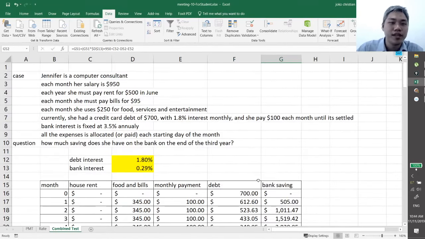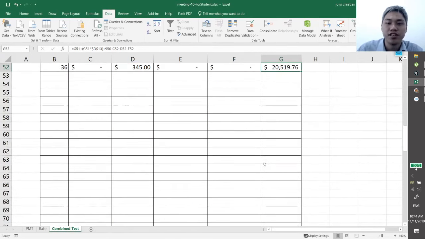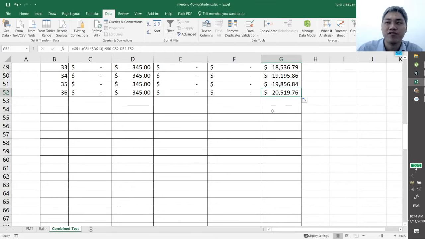So anyway, now we can answer the question. The saving that Jennifer has in the bank by the end of the third year is about $20,515.